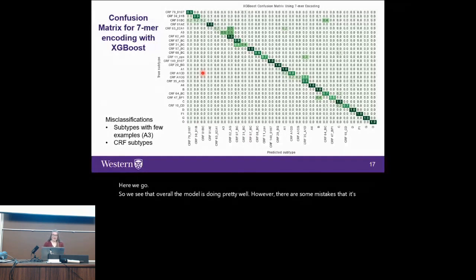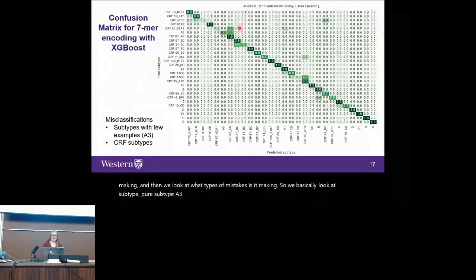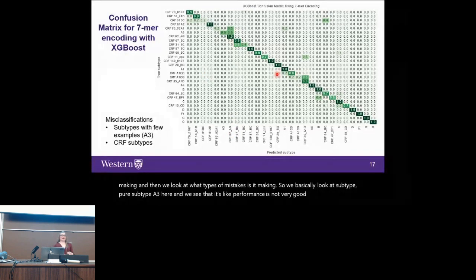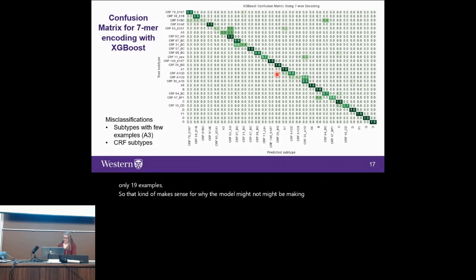So we basically look at pure subtype A3 here, and we see that its performance is not very good. And when we actually look at our data, subtype A3 has the fewest number of examples. So there's only 19 examples. So that kind of makes sense for why the model might be making some mistakes when it's classifying that.